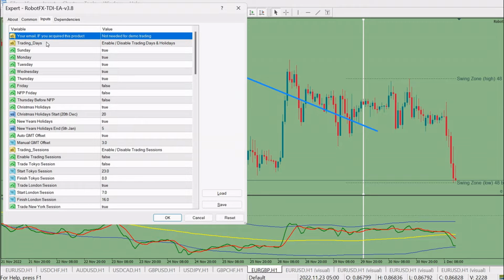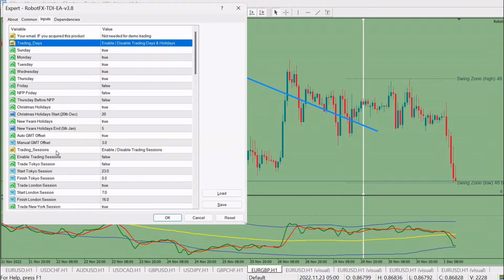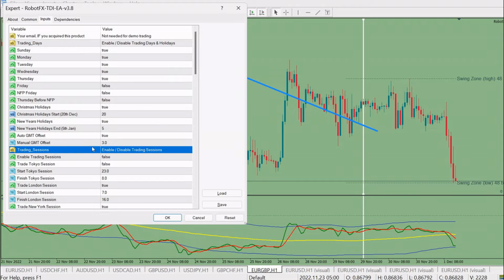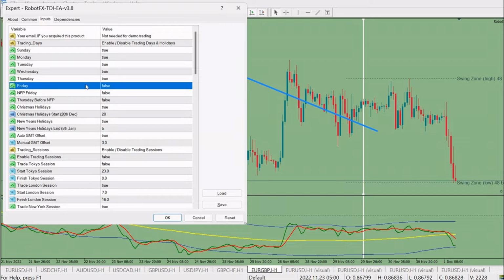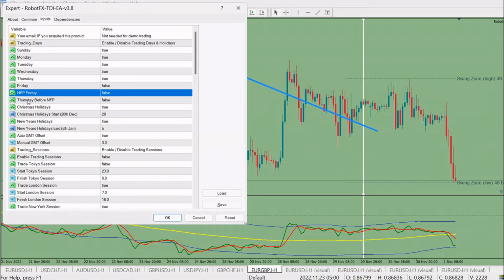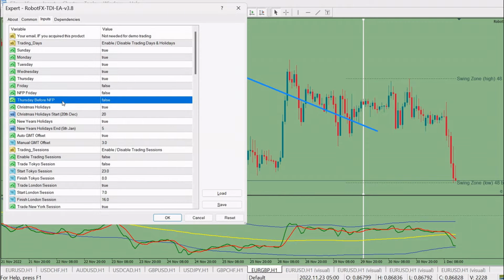Now, the Expert Advisor comes with a filter for days and for times, trading sessions. And it basically allows the Expert Advisor to restrict or allow trading in different days. So if you don't want the Expert Advisor to trade on Friday, possibly because of the high volatility, just set Friday to false. If you don't want to trade on non-farm payroll Friday, again set it to false. There is even the option to disable trading for the Thursday before NFP, set it to false.